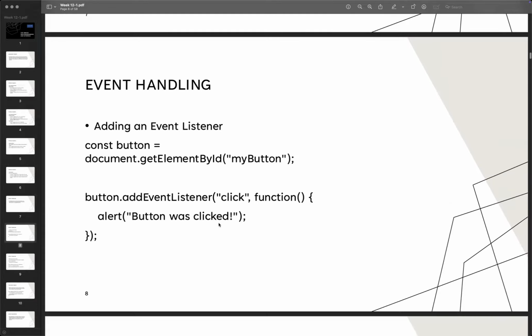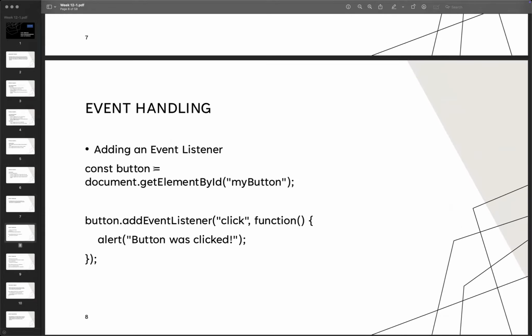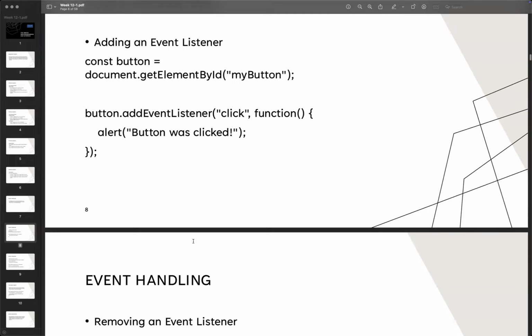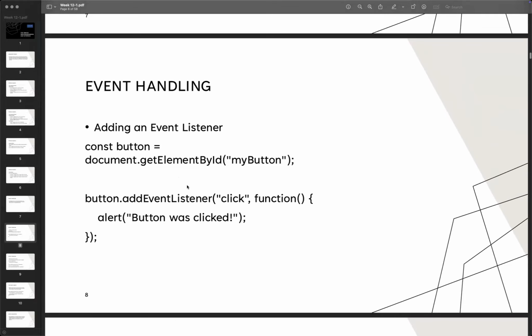Right here, if we are creating an event listener for a button, I will get the element by the ID. So I say, okay, I have a button, and I will add an event listener called click. Then when I click, I will call a function that calls alert: the button was clicked.